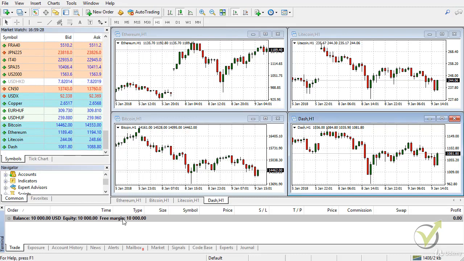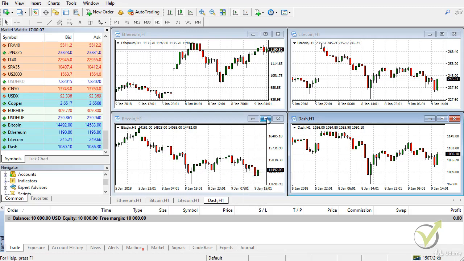And here you can see that we have our virtual account that we will be working on. I will teach you how you can open a virtual account with virtual money so you're not risking anything, because it's essentially important for the beginner trader to start practicing first with virtual money and not to risk real money. So in front of you, you can see 4 cryptocurrencies: the Ethereum, the Bitcoin, the Litecoin, the Dash.